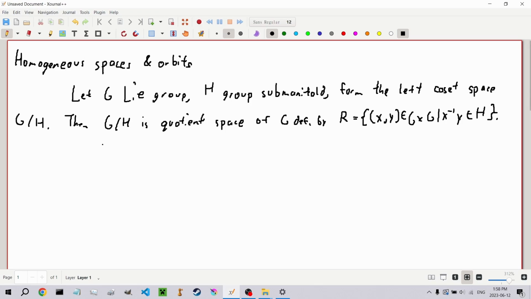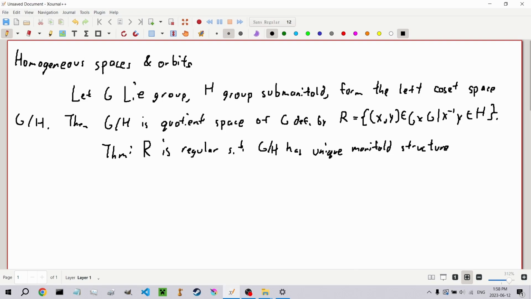And this gives us a theorem. R is a regular equivalence relation so that G over H has a unique manifold structure such that our projection from G to G over H, pi, is a submersion.